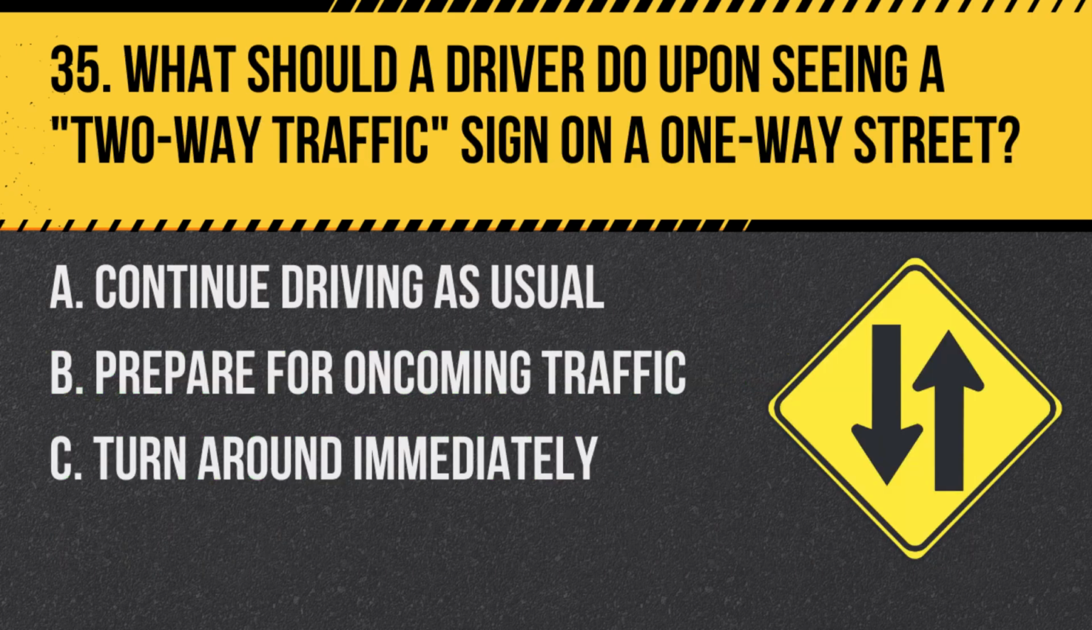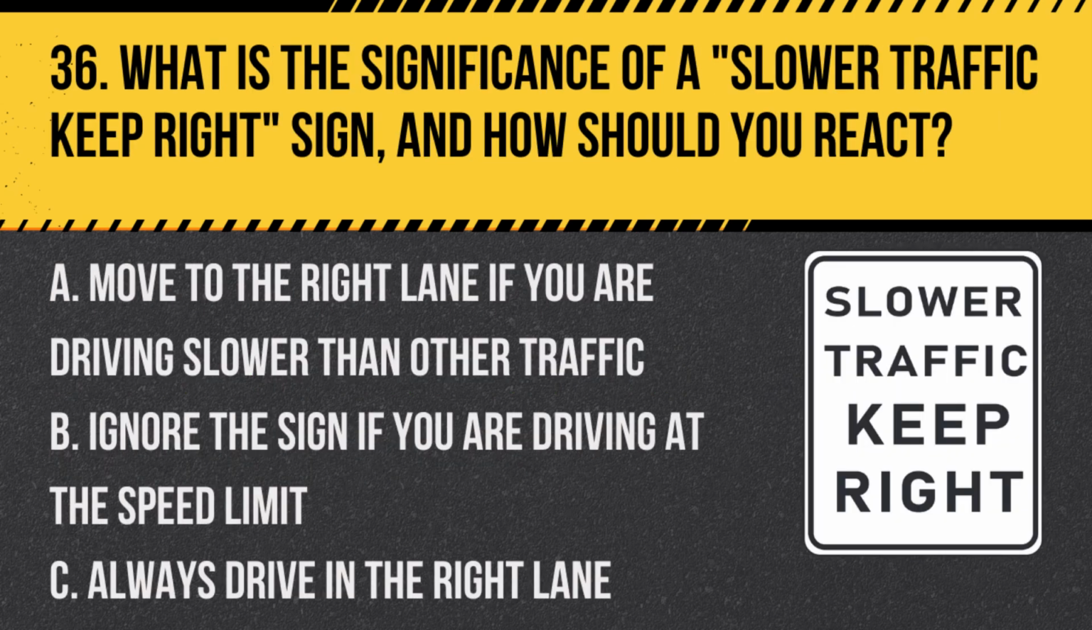Question 35. What should a driver do upon seeing a two-way traffic sign on a one-way street? A. Continue driving as usual. B. Prepare for oncoming traffic. C. Turn around immediately. Answer: B. Prepare for oncoming traffic. Upon seeing a two-way traffic sign on a one-way street, prepare for the possibility of facing oncoming traffic.